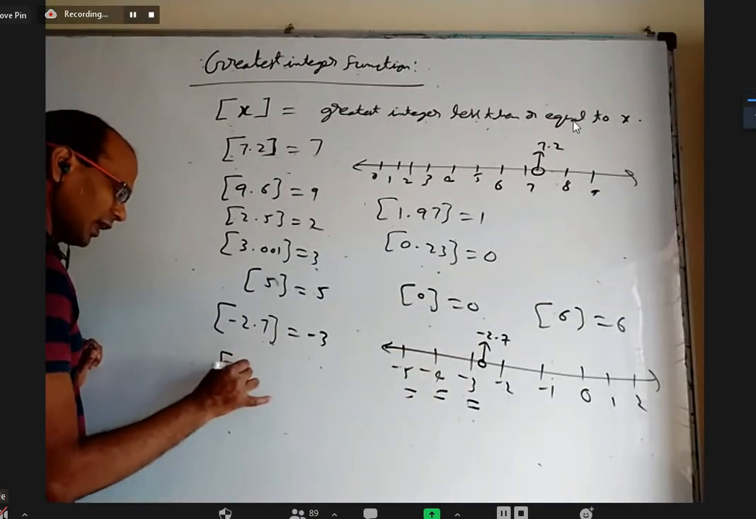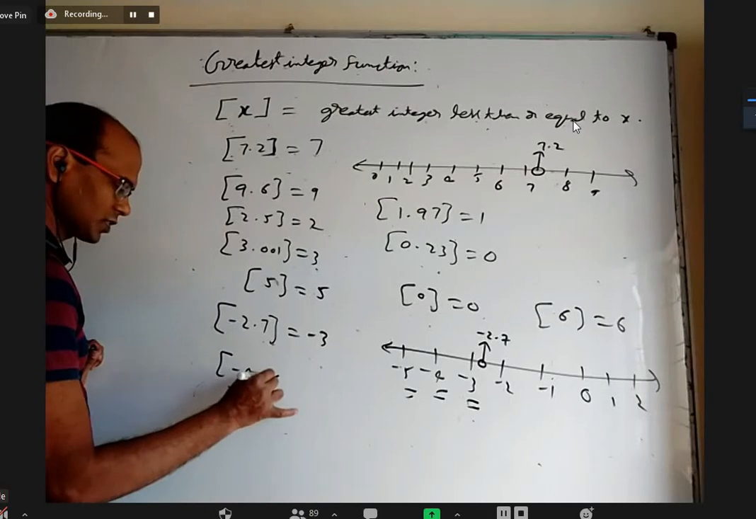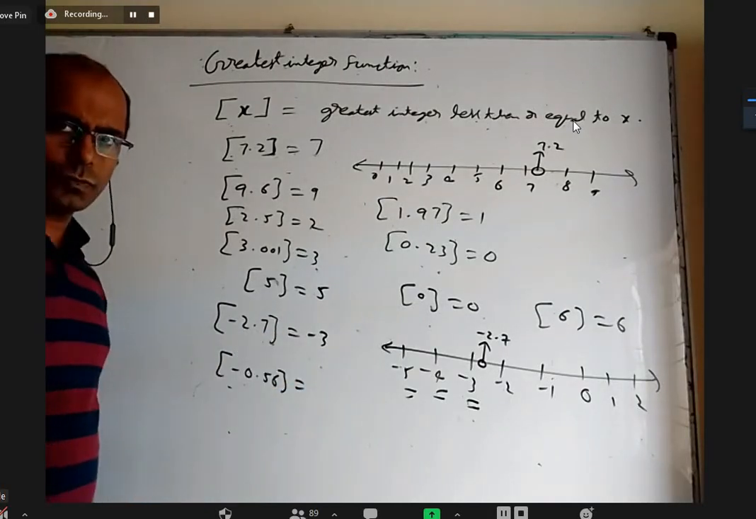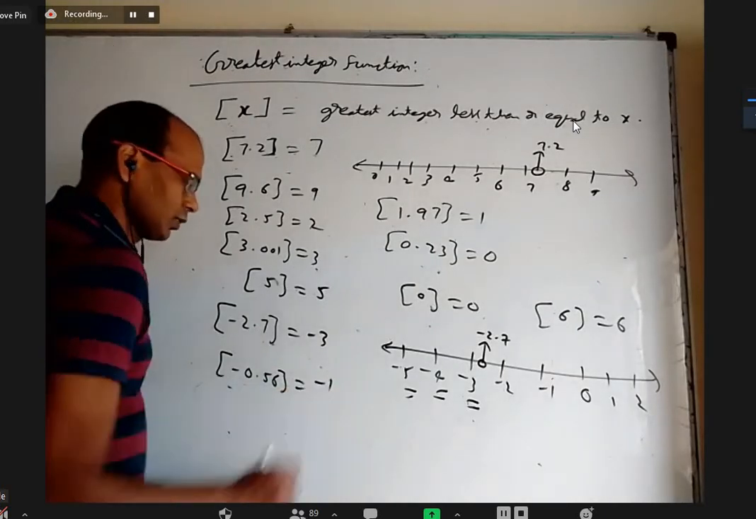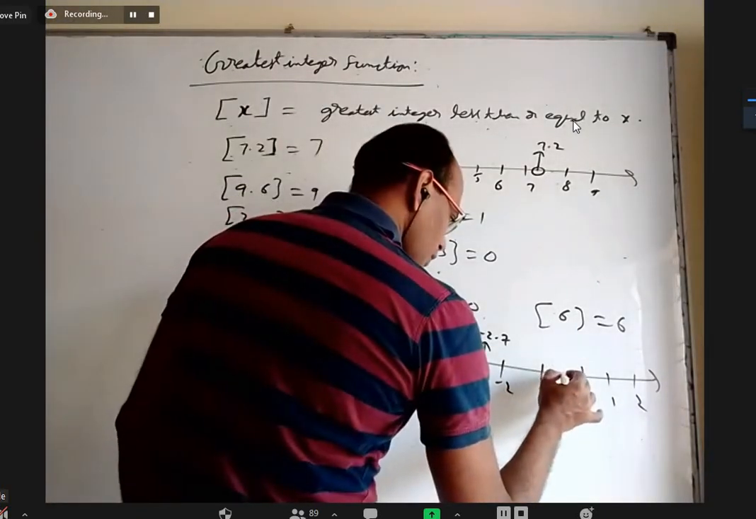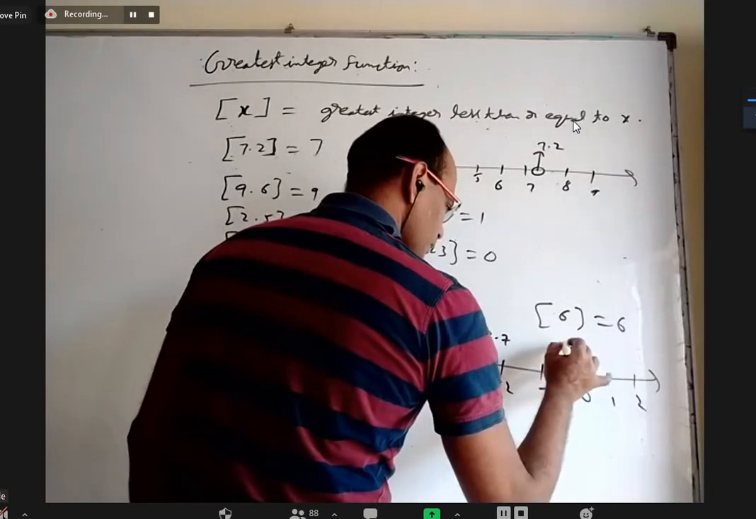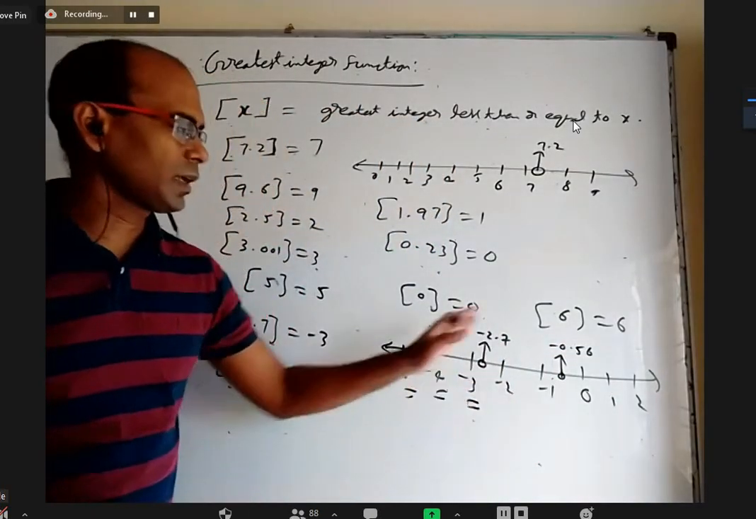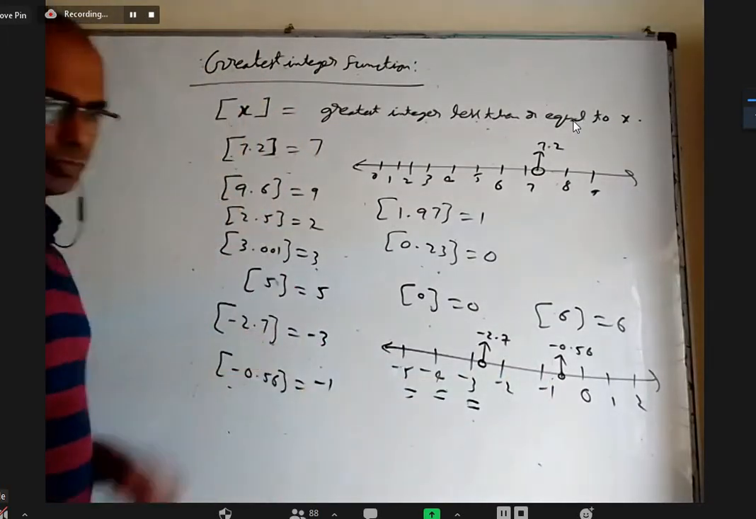If you take minus 0.56, what will the answer be? Minus 1. Because minus 0.56 will be somewhere here, and less than that I have minus 1, minus 2, minus 3. Among them, the greatest is minus 1.